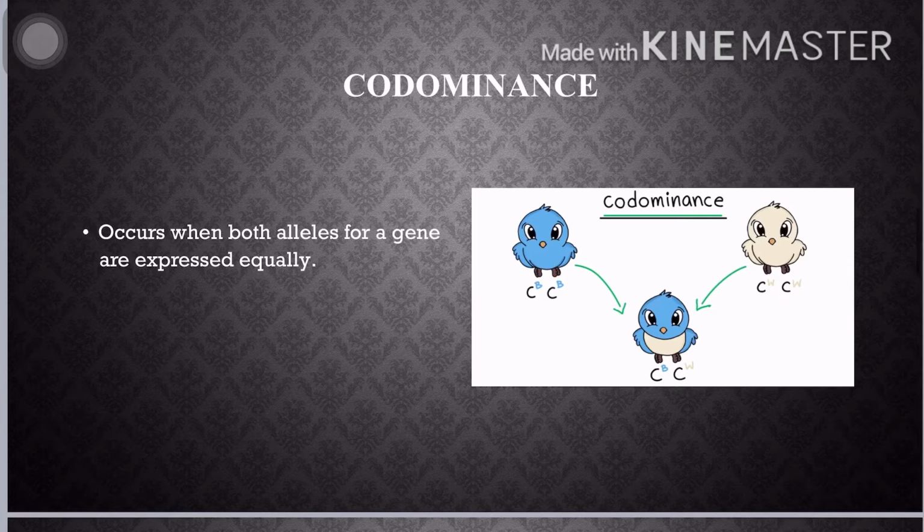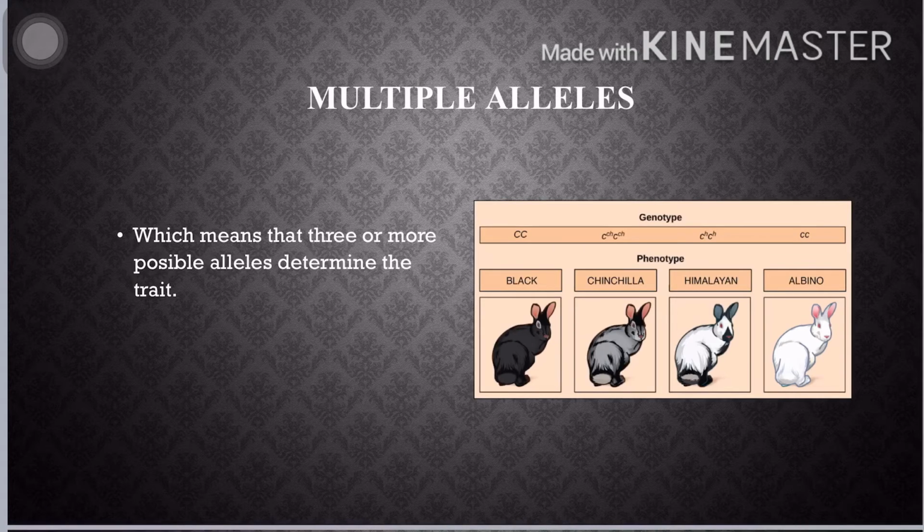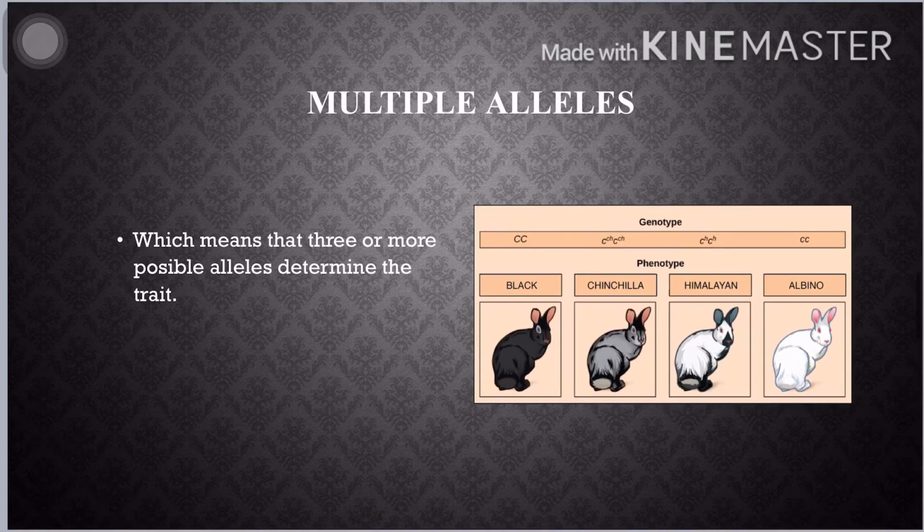Multiple alleles. Definition, which means that 3 or more possible alleles determine the trait. As we can see in the example in the image, we can say for the fathers, there is a white rabbit and there is a black rabbit. We can see the complete dominance, that is the white rabbit. The results for the offspring are the white rabbit, that is a complete dominance, and the black rabbit, that is also a complete dominance.